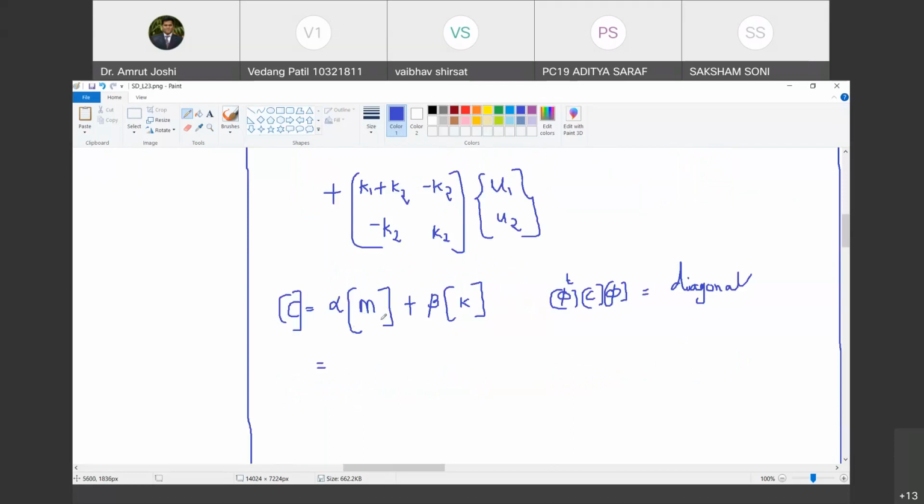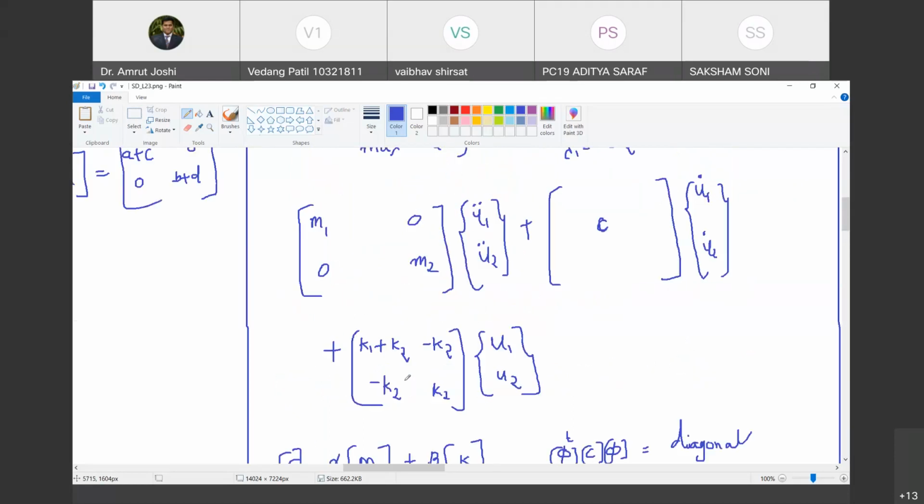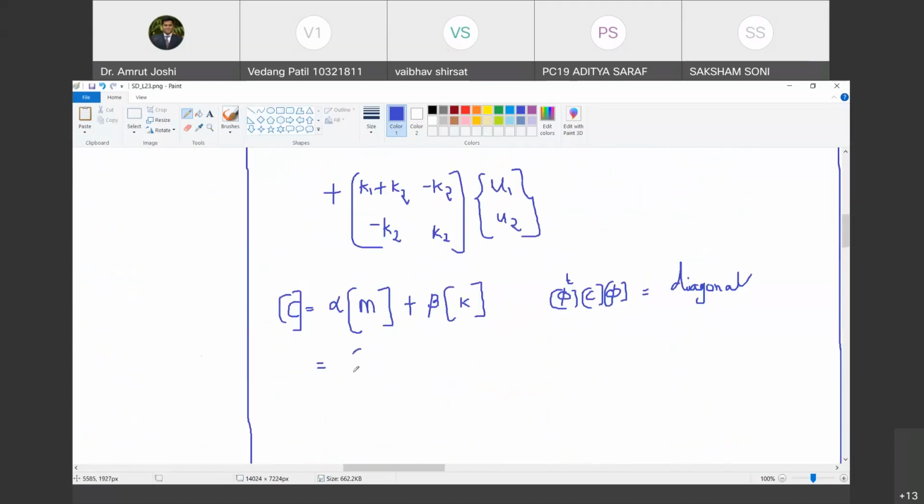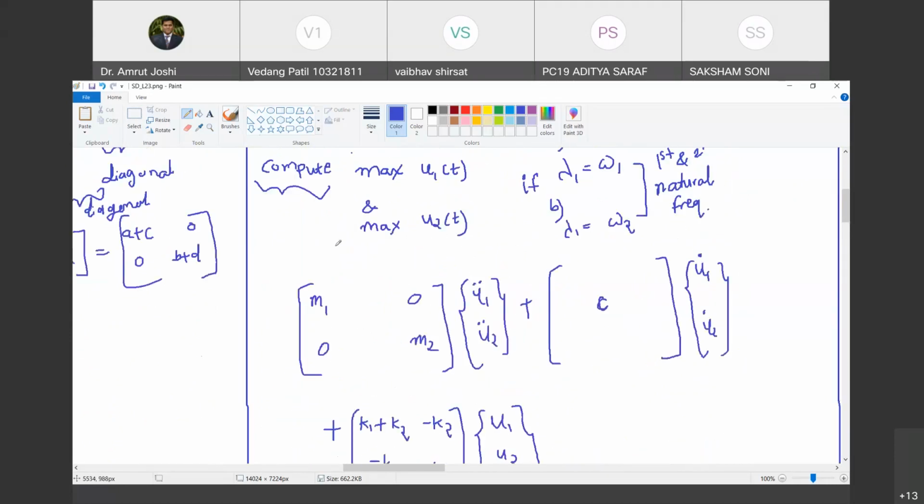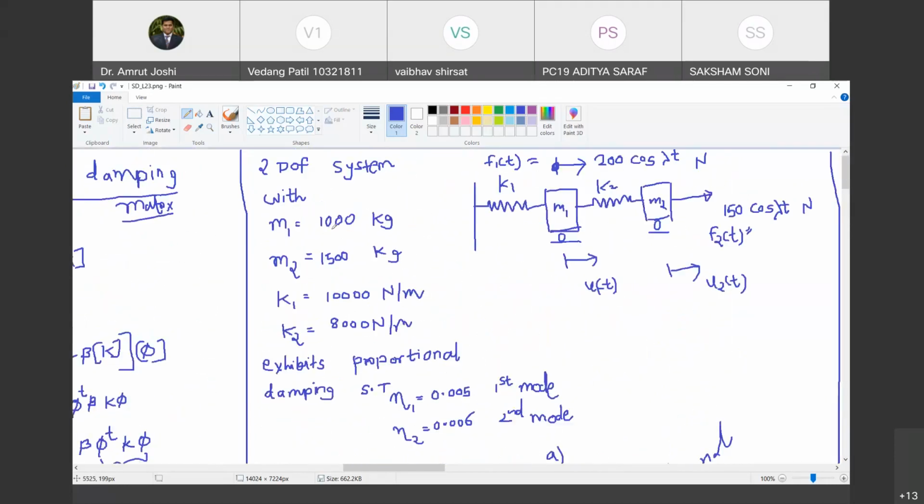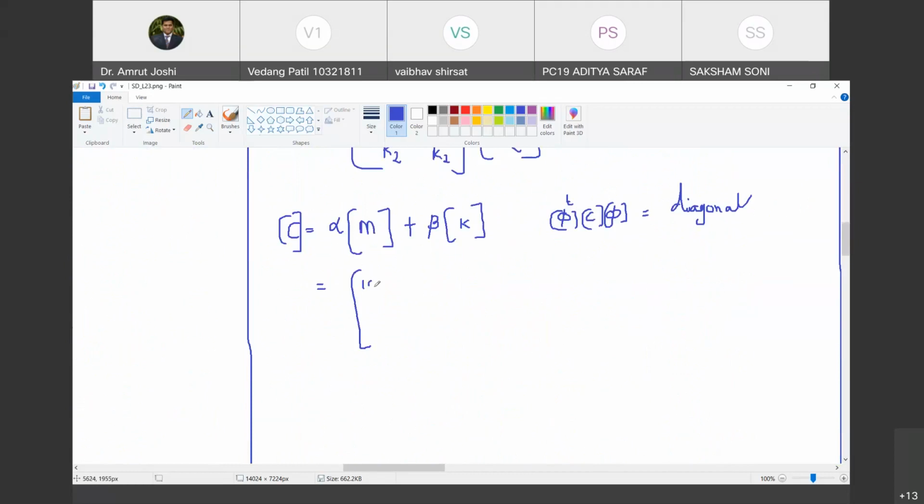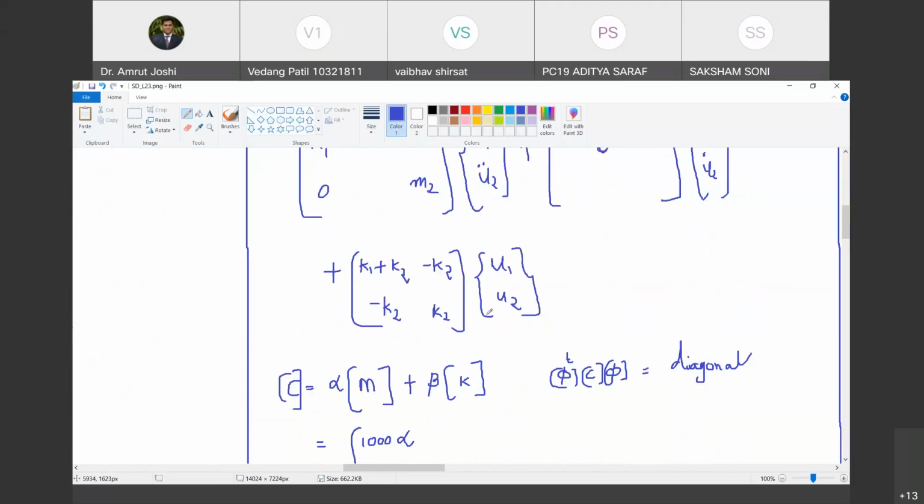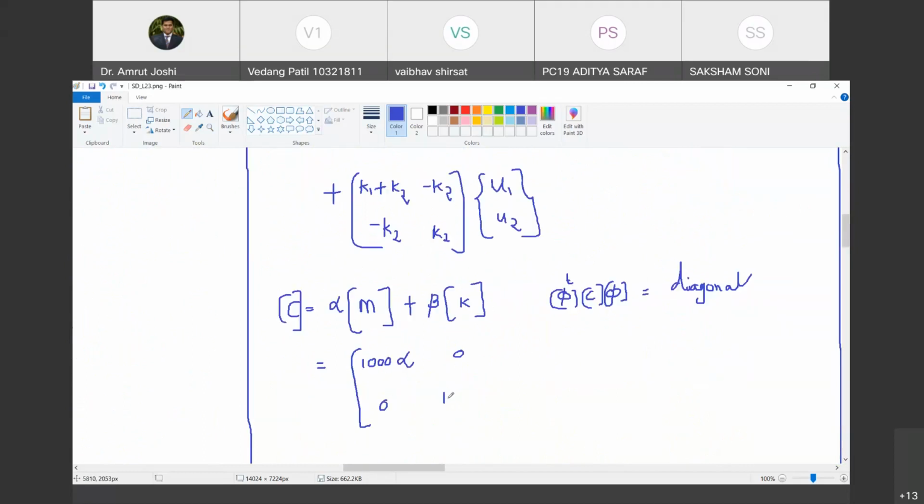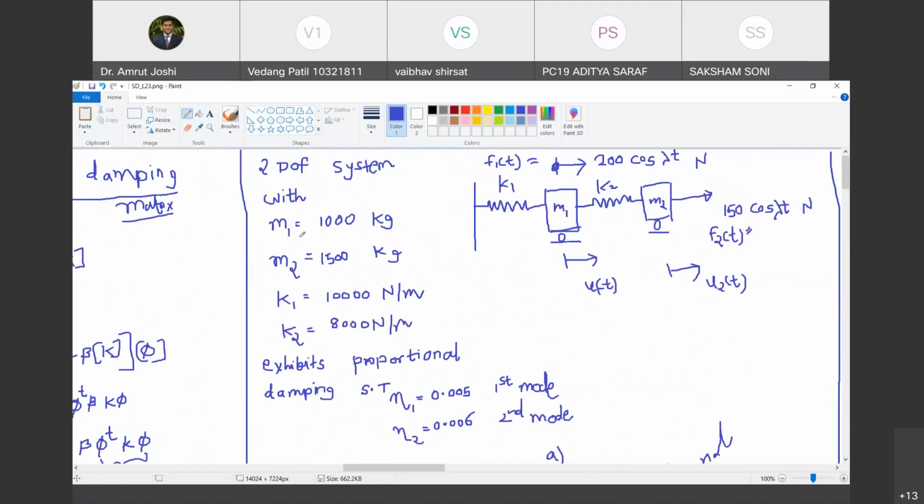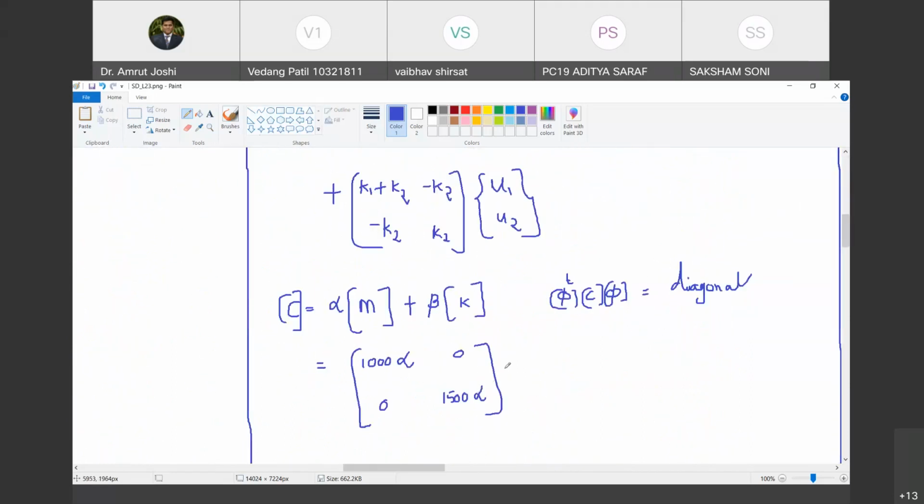Chalo. So if it is alpha times M plus beta times K, let us write down this matrix. How will it be? What is the value of M1? Tell me. M1 is 1000. Happy? Yes, sir. So it is going to be 1000 times alpha, 0, 0, 1500 times alpha. Do you agree with me? Yes. Plus beta times K.